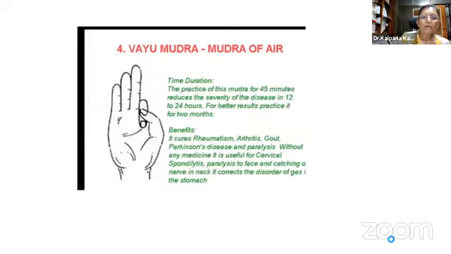Okay, so Vayu Mudra, time duration: practice the Vayu Mudra for 45 minutes to reduce the severity of diseases in 12 to 24 hours. For better results, practice it for 2 continuous months. Benefit is what? It cures rheumatism, arthritis, gout, Parkinson's disease, and paralysis. Without any medicine, it is useful for cervical spondylosis, paralysis of the face, and catching of the nerves in the neck. It corrects the disorders of gas in the stomach.